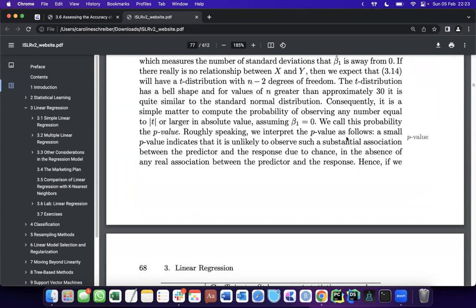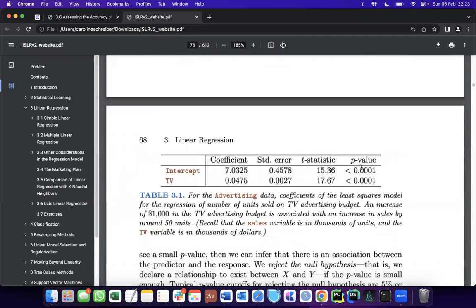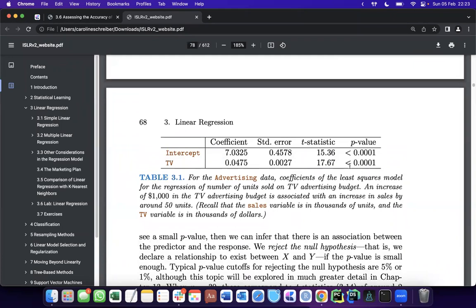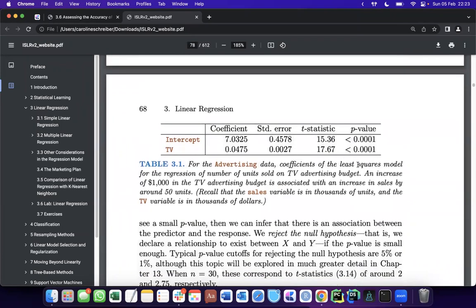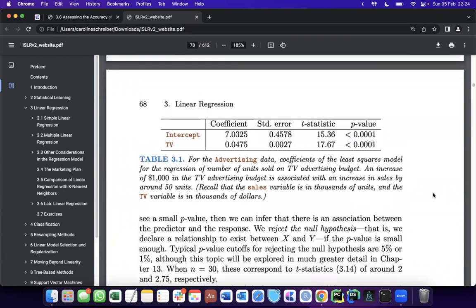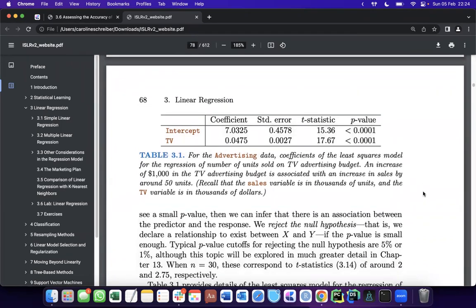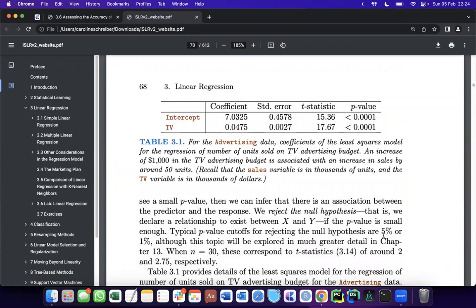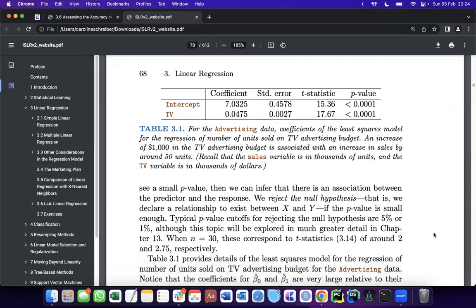And then we have our p-value. A small p-value indicates that it's very unlikely to observe the association purely due to chance if there isn't any real association between the predictor and response. So if we have a very, very small p-value, we can reject the null hypothesis and say there is evidence for a relationship between our predictor and our response. And then we can have our different alpha levels. Sometimes they're 5%, sometimes they're 1%, but we're going to have a look at that in a further chapter.